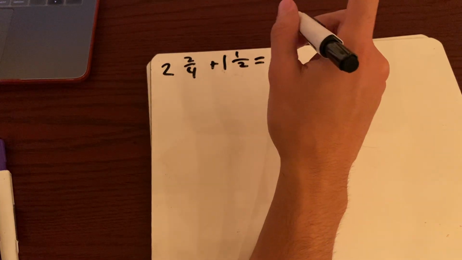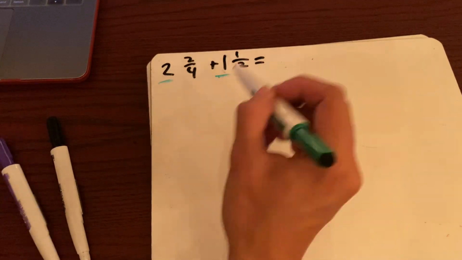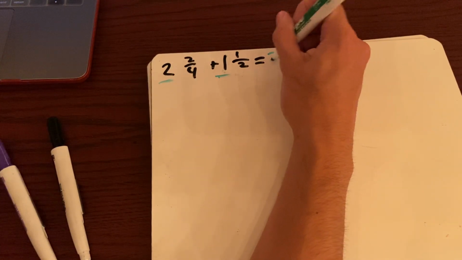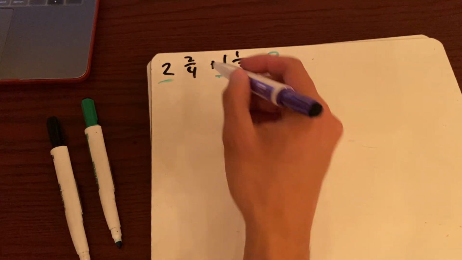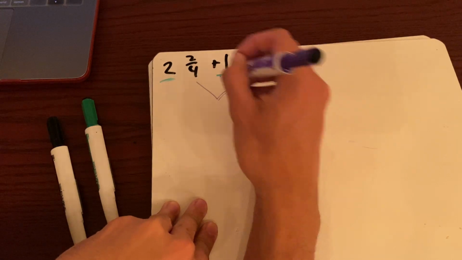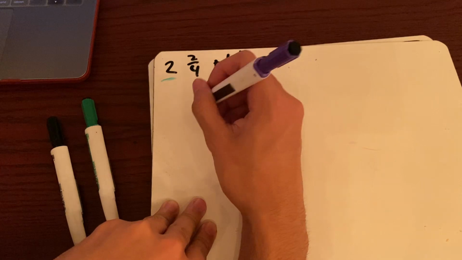So, identify your whole numbers. I have 2 and I have 1. 2 plus 1, that'll give me 3. Easy. Now let's go ahead and add our fractions. 2 over 4 plus 1 over 2.